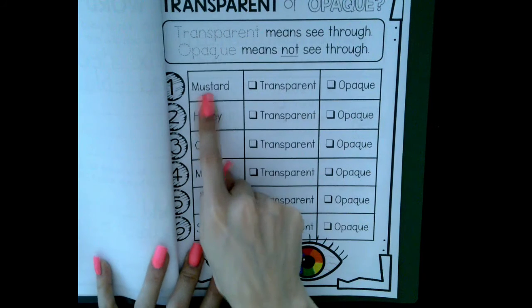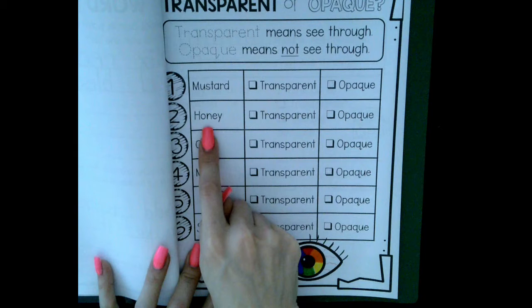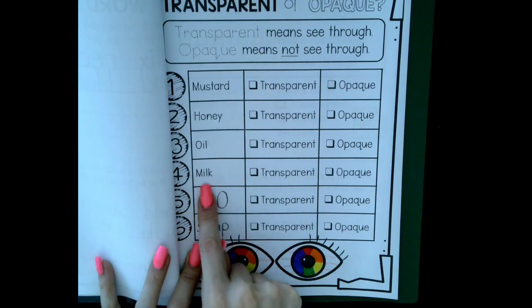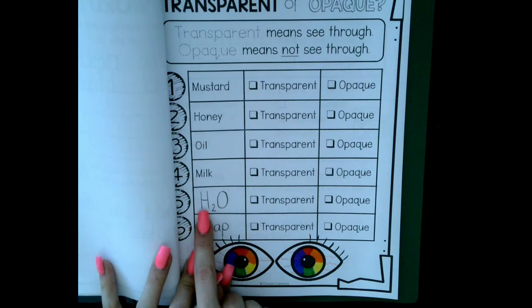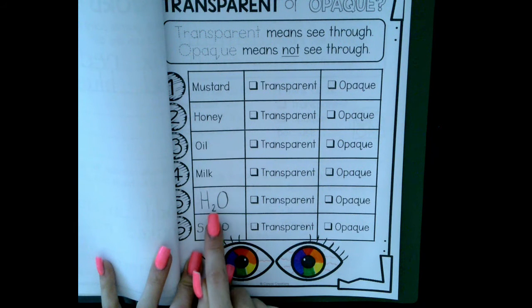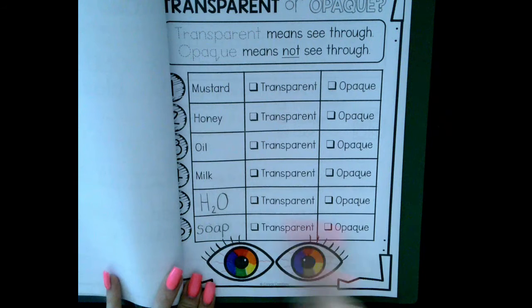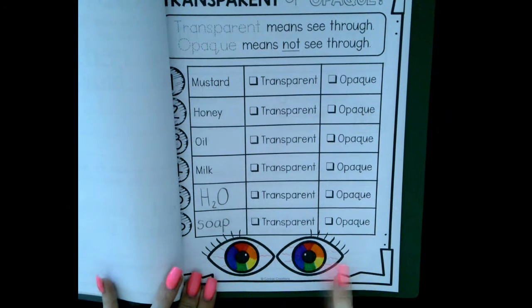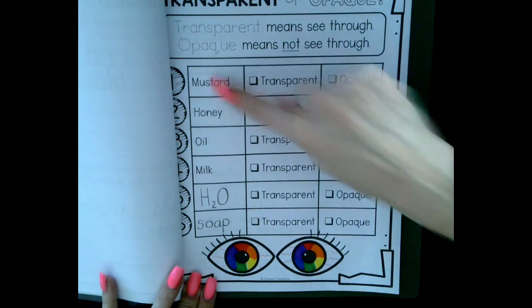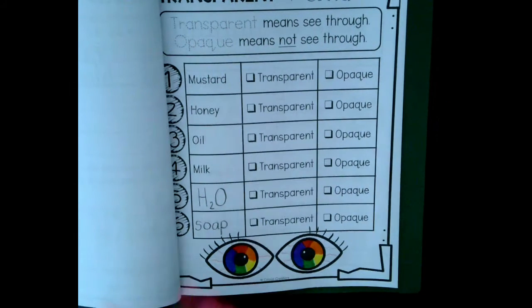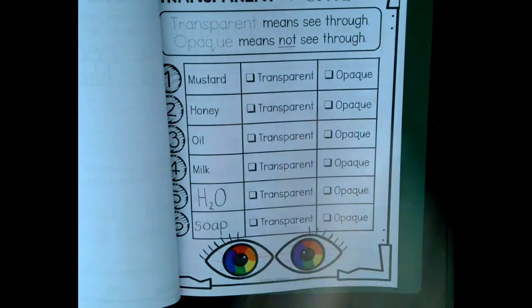We are going to look at some different materials. The first material is mustard, honey, oil, milk. This says H2O. We were chatting in class. This is just a fancy name for water. And lastly, we are going to test some soap. So at the bottom of my page, you can see I have these color wheel eyeballs. Now, I have all of these materials in little bags, okay? So here's my mustard. We're going to start with that.